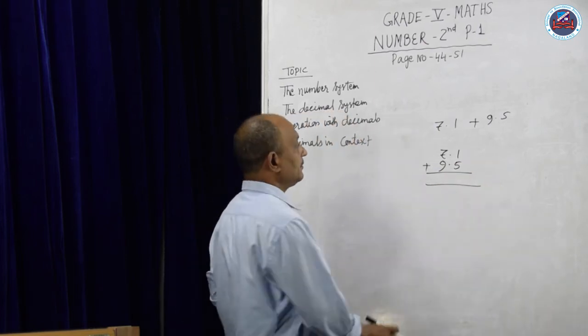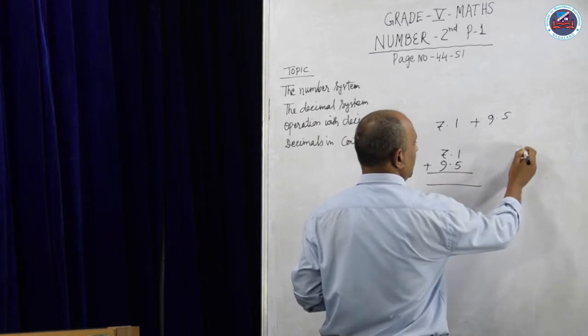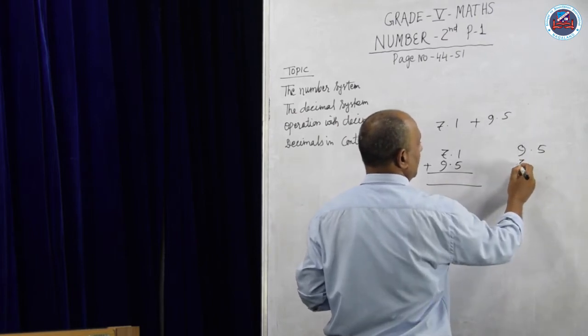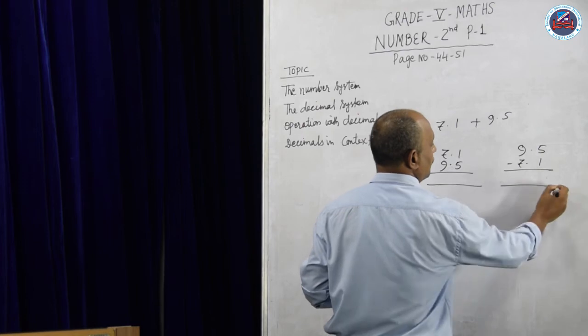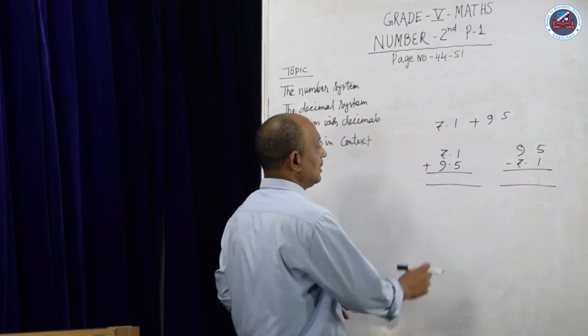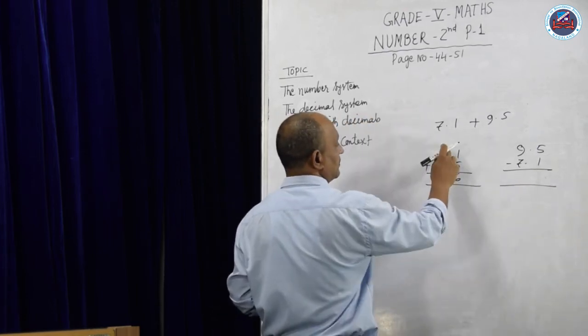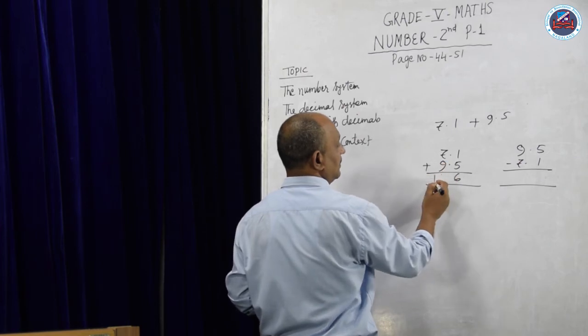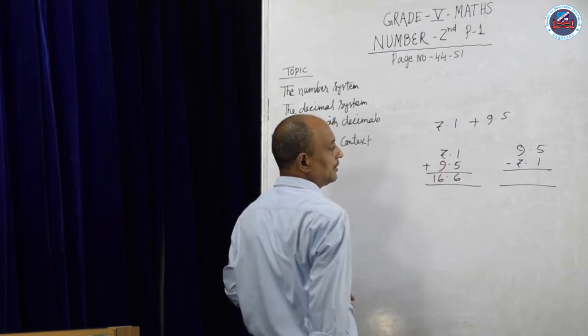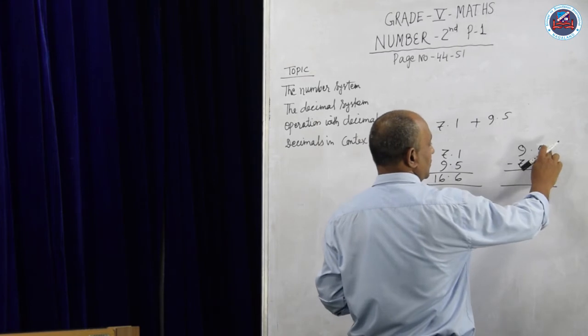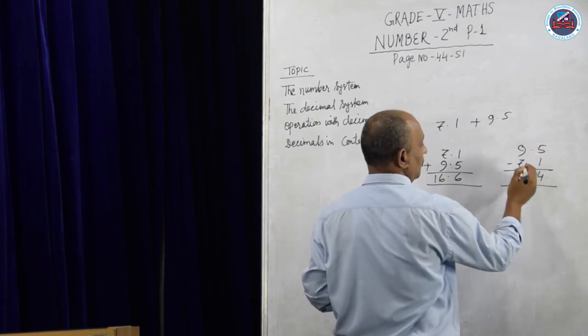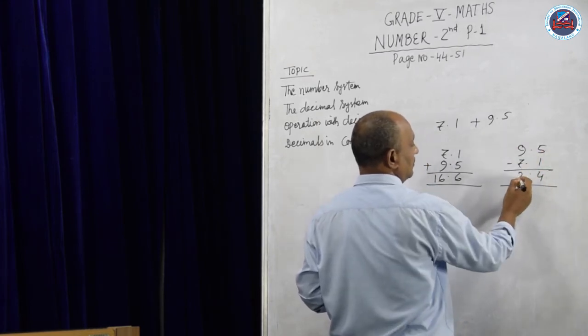Simple. If this is minus, so 9.5 minus 7.1. Same. 16.6, 7 plus 9 is 16, and the point will come in the middle. Minus means 5 minus 1, 4, point, 9 minus 7, 2.